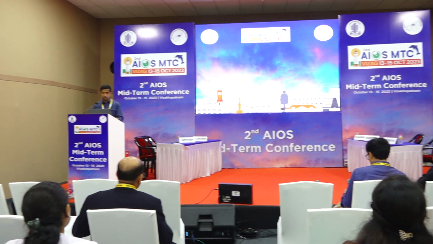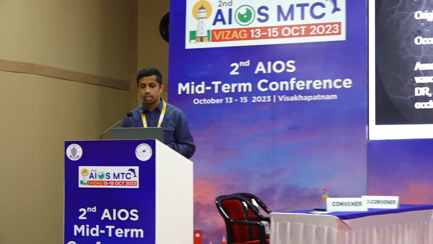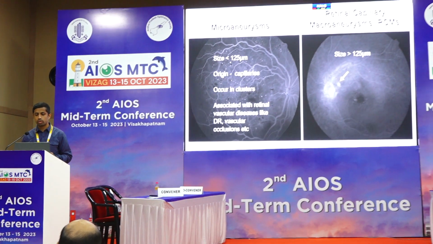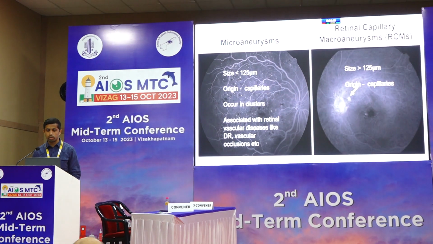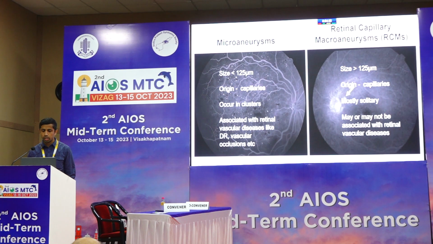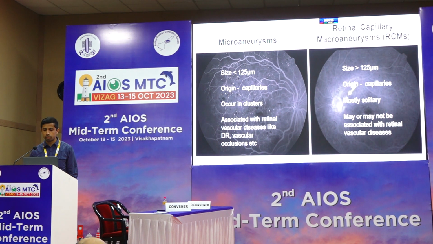Good afternoon, everyone. I'll be presenting a study on multimodal imaging characteristics and treatment outcomes of retinal capillary macroaneurysms. So, as we all know, microaneurysms have a size of less than 125 microns. They have a capillary origin. They occur usually in clusters and are associated with retinal vascular diseases like diabetic retinopathy and vascular occlusions. In the same lines, retinal capillary macroaneurysms, also known as RCMs, have a size of more than 125 microns. They also have capillary origin. They are usually solitary, and they may or may not be associated with retinal vascular diseases.